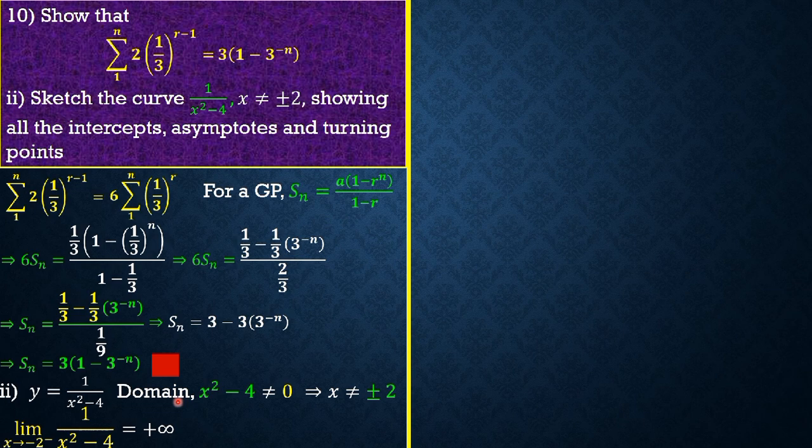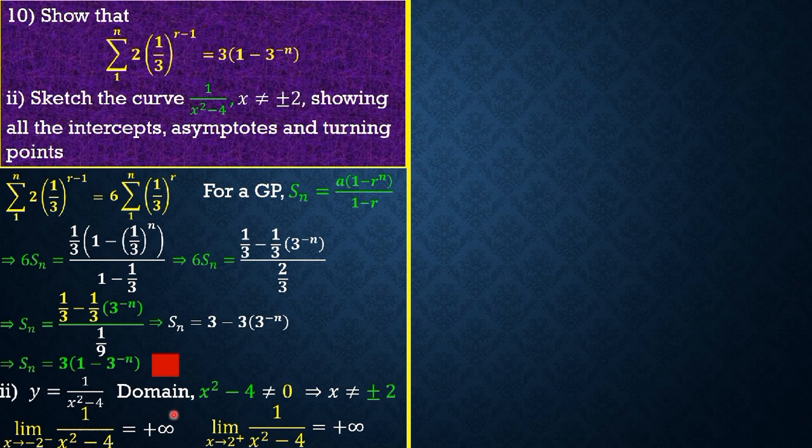Similarly, guys, take the limit as x goes to positive 2 now from above. We have the same positive infinity. In fact, friends, this function is an even function, and as such, we expect it to be symmetrical about the line x equal to 0, that is the y-axis.